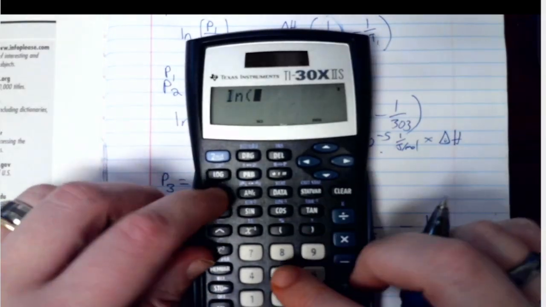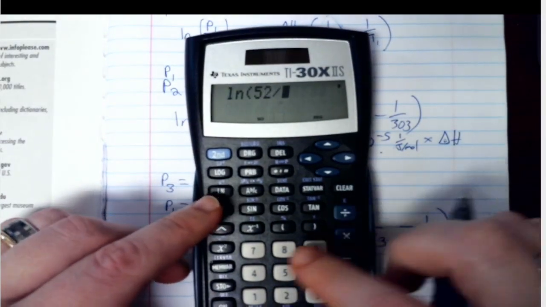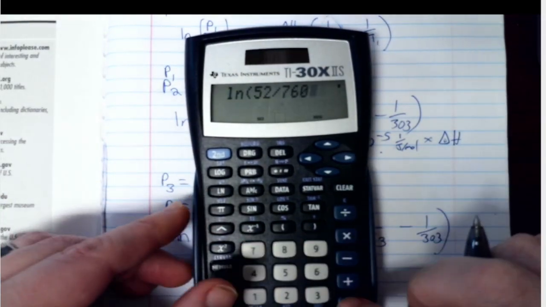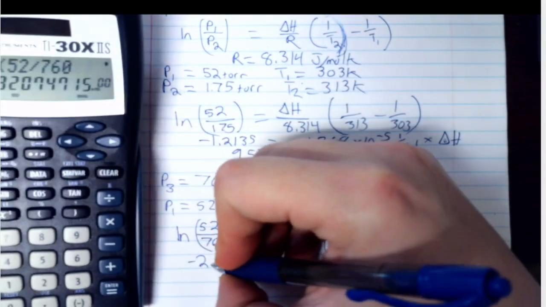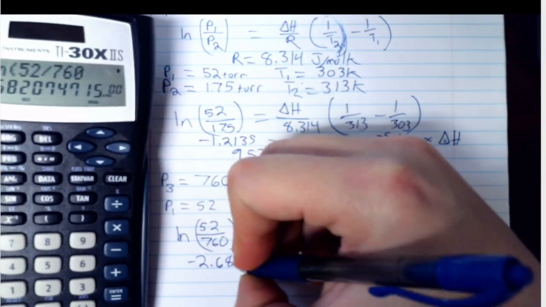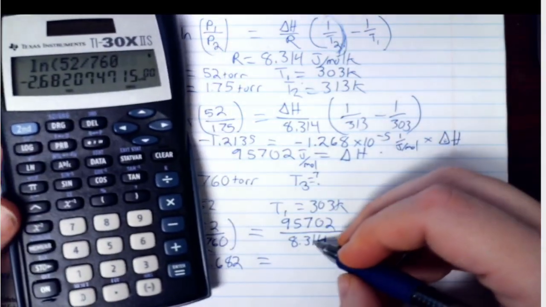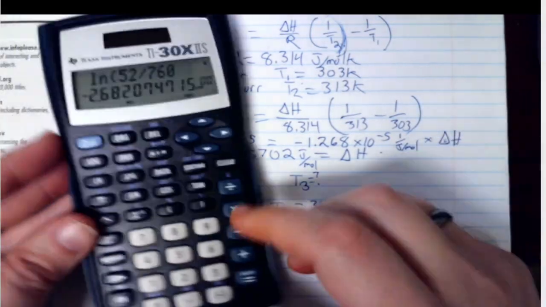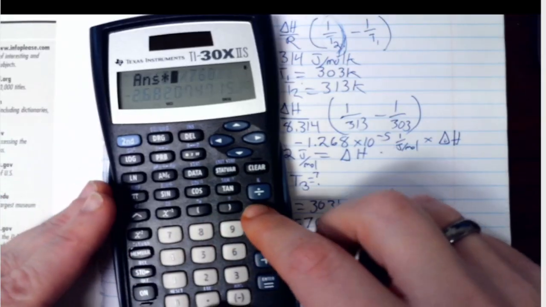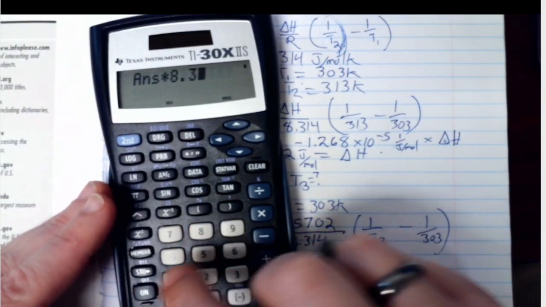Start with ln of 52 over 760. Okay, that gives us negative 2.682. I'm going to get that to the other side, so cross multiply. I'm going to cross multiply that value by 8.314.